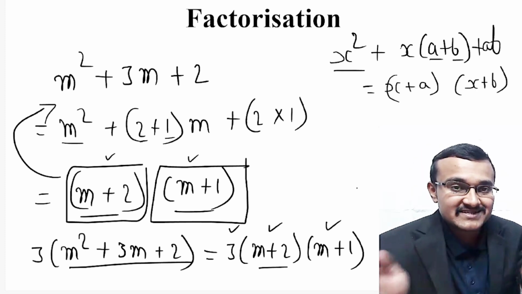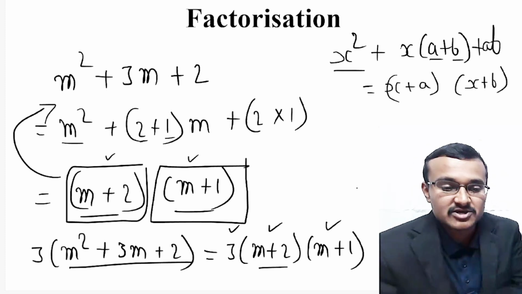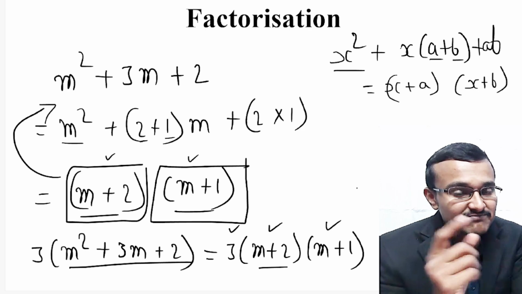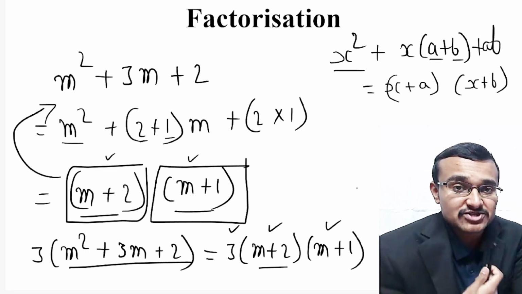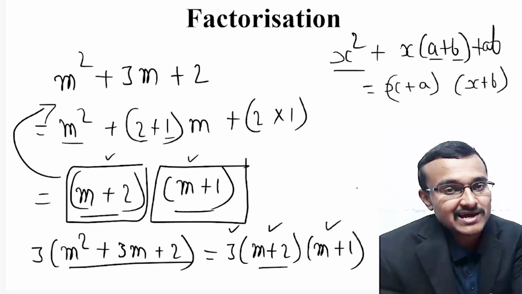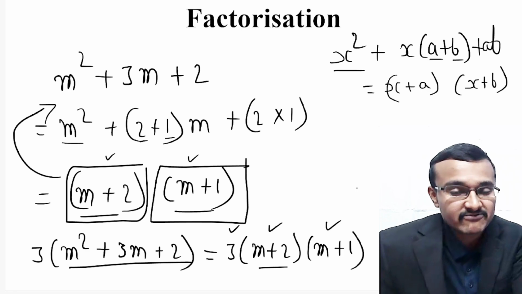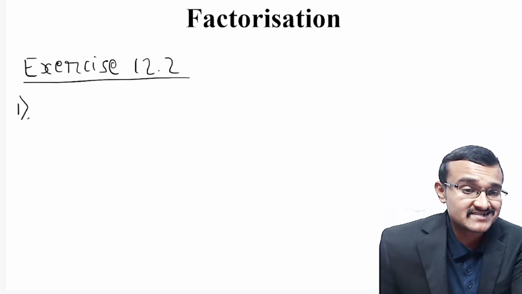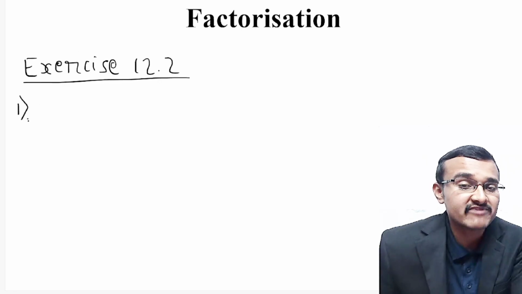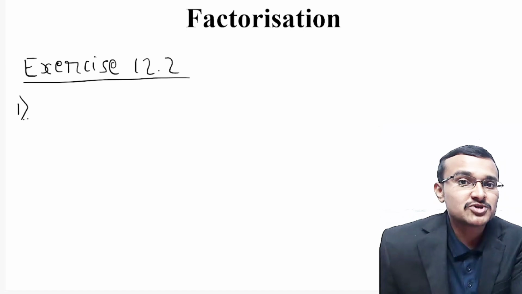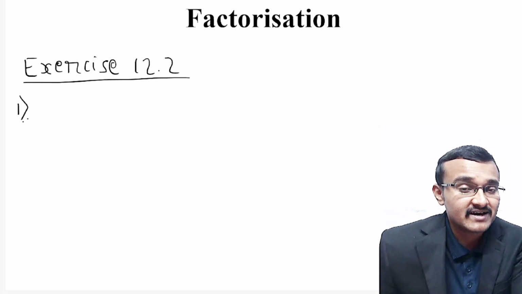So all these 3 terms are the factors of this particular 3m square plus 9m plus 6. So like this you should actually use the identities and try to calculate the factors of a given algebraic expression. Coming to exercise 12.2, here you have 8 questions. In the first question, I'll be solving 4 questions out of it. The remaining 4 questions you can similarly solve.